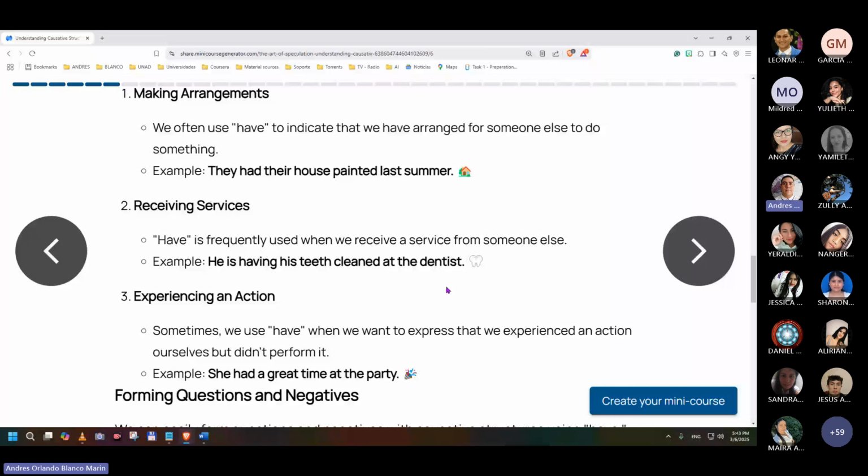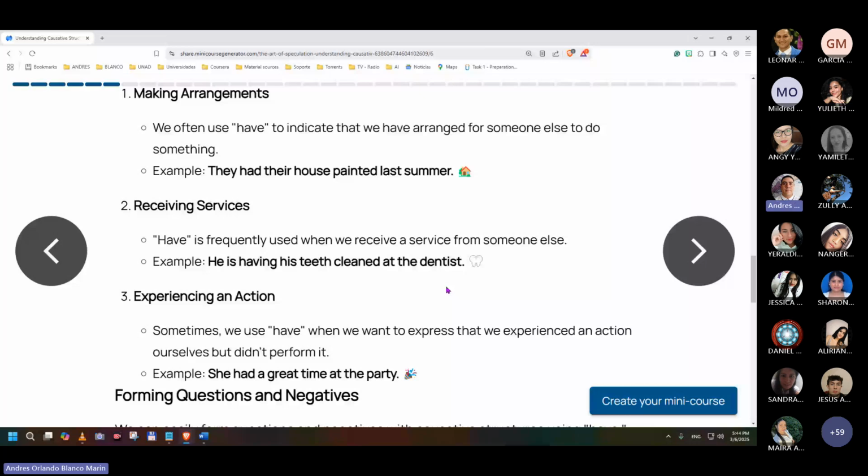They had their house painted last summer. It means that they paid someone to do the job, right? Receiving services. Have is frequently used when we receive a service from someone else. He's having his teeth cleaned at the dentist. It's happening right now. He had an appointment and now he's in the doctor's office and he's having his teeth cleaned at the dentist.